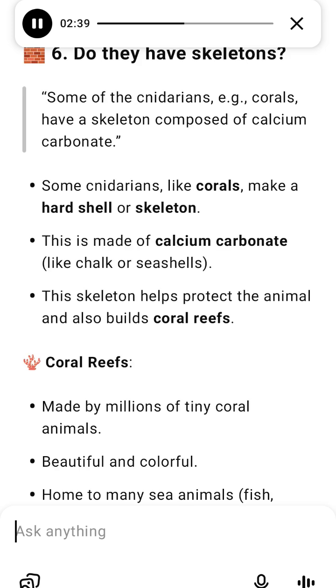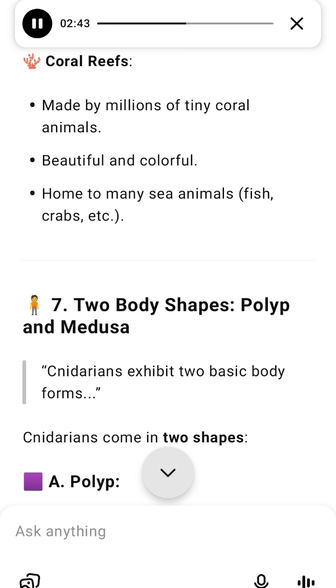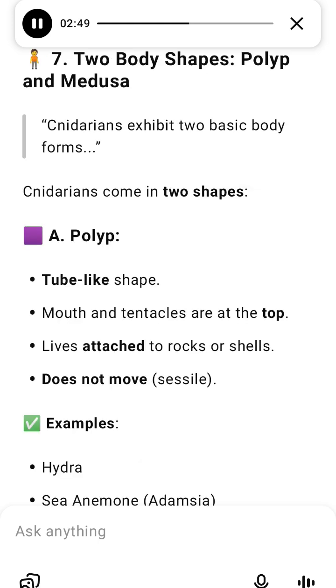B. Medusa: bell or umbrella-shaped, mouth and tentacles face down, swims or floats in water, free swimming. Examples: jellyfish, Aurelia, Physalia.